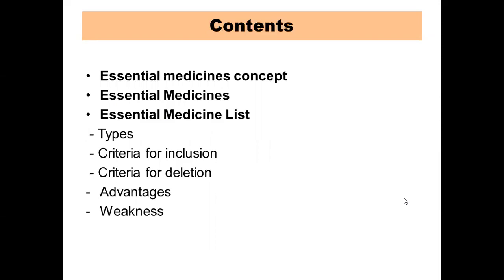So this is more or less a very theoretical topic, and there's a lot of written stuff in this, but the core area which you have to mainly concentrate on as an undergraduate student, or which is important from your examination point of view, is the definition of essential medicines and principally the criteria for inclusion and deletion of a drug from the essential medicine list. These are the two aspects which you will be mainly concentrating on during the session today.